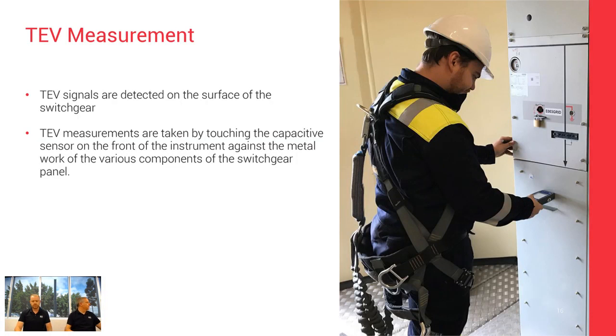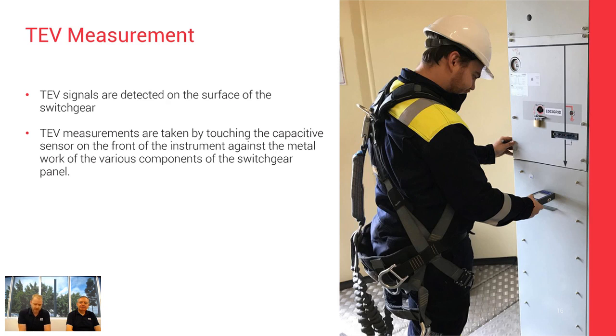Okay, next slide. So handheld PD detection. The first one is transient earth voltage measurement, or TEV measurement. To detect TEV signals, we have one of our engineers here, his name's Thomas. He's holding an UltraTEV Plus 2, which is one of our main handheld instruments. He's holding that against the metalwork of a ring main unit there.